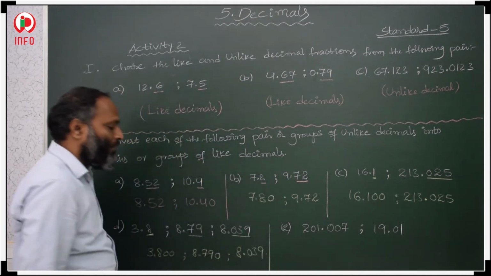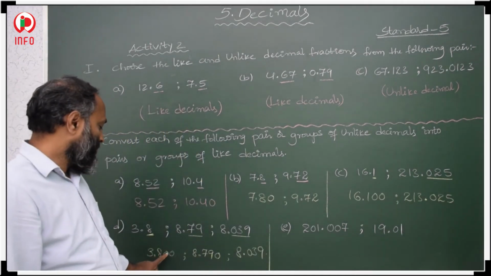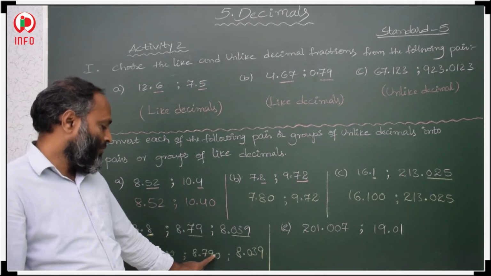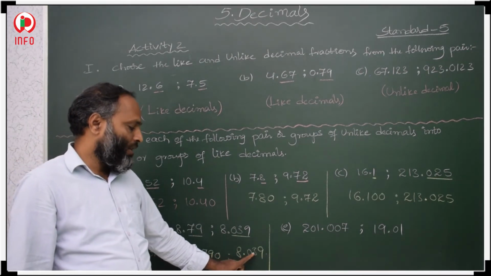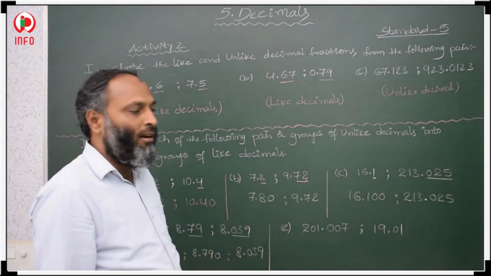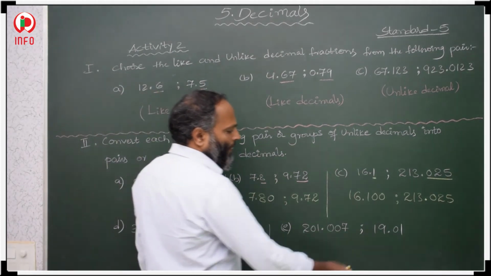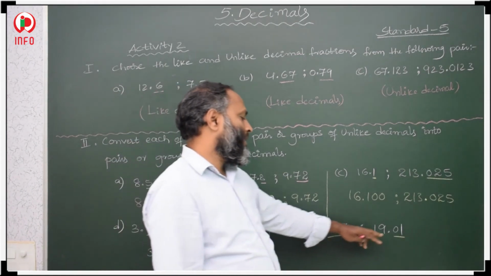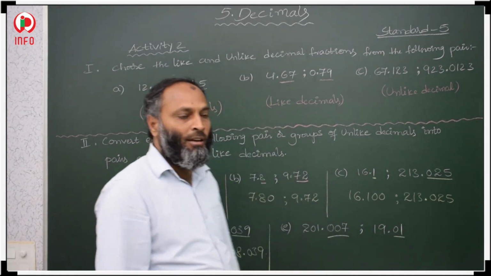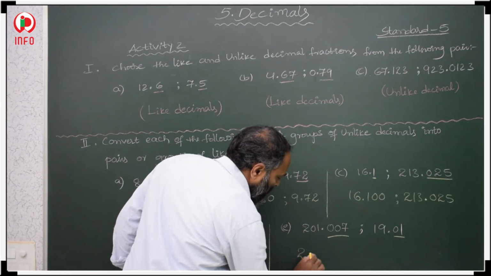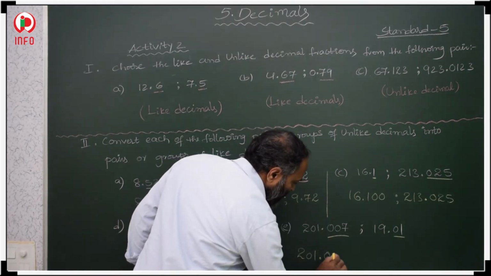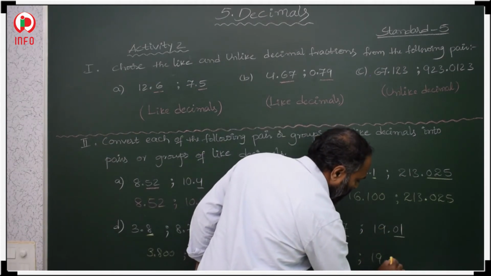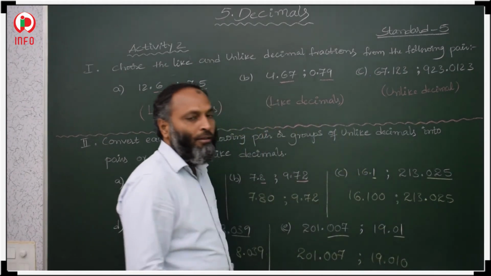In this way we have to keep a decimal. 1, 2, 3, after decimal 3 places. In this way we have to make like fractions. Here after decimal we have 2 places, here we have 3 places. So here 2 places means we keep 1 zero. Okay. Then 201.007, 3 places. Here 2 places were there, so we need 1 zero here. So you keep 1 zero here.